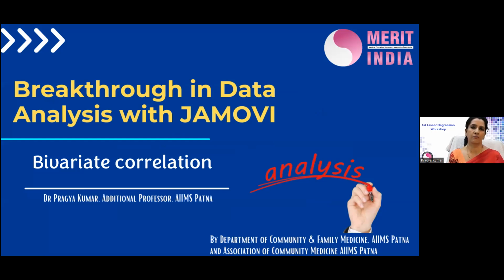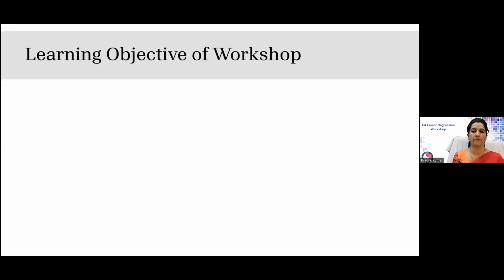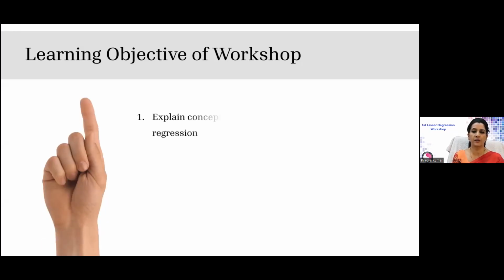As all of you know, whenever we want to study the association between two variables, we use terms like chi-square or correlation. Now, the nature of the variable decides which type of association you would apply. The learning objective of this session is that I will first explain the concept of correlation and how this correlation coefficient is calculated in the background. You don't have to calculate it, but you should know how it is calculated.